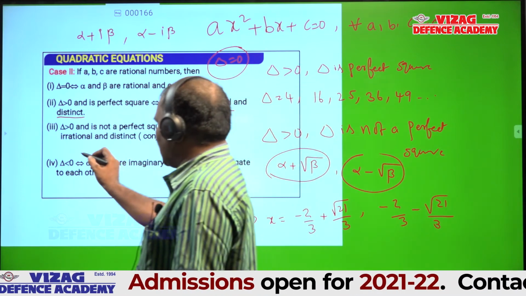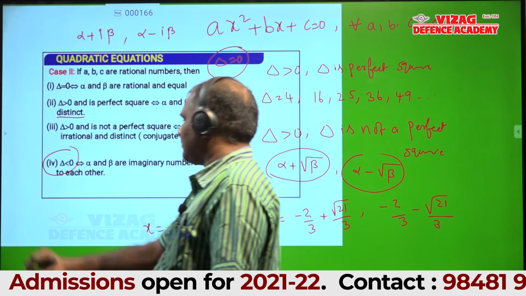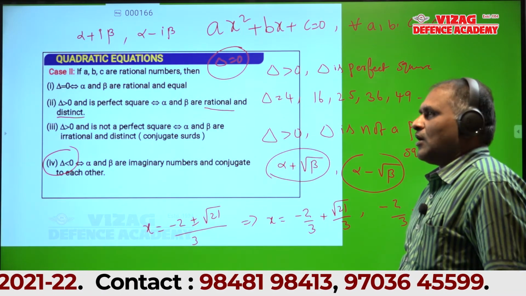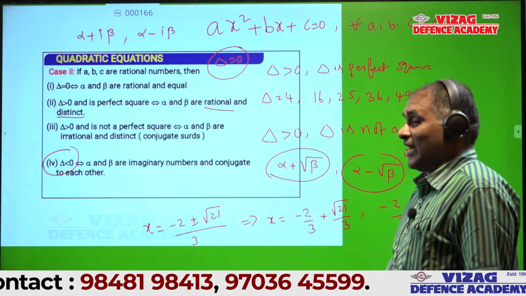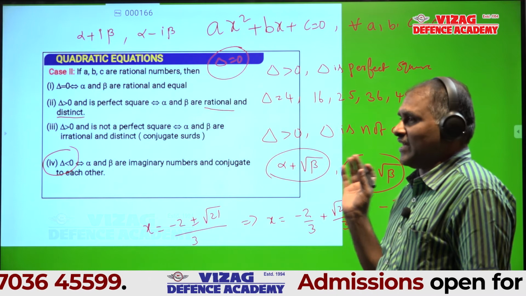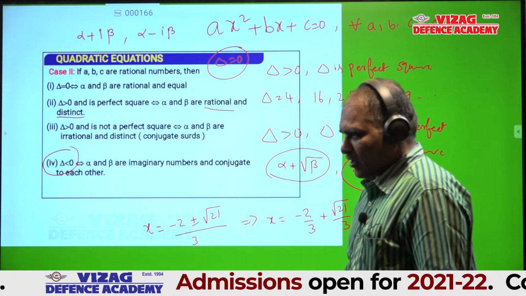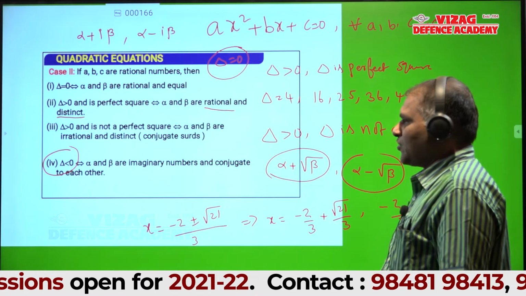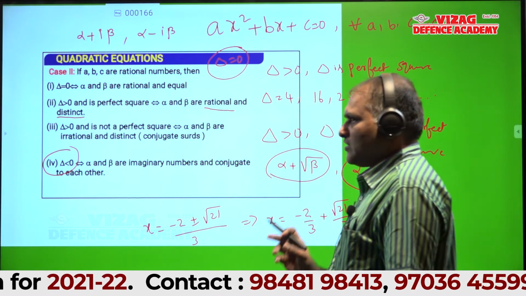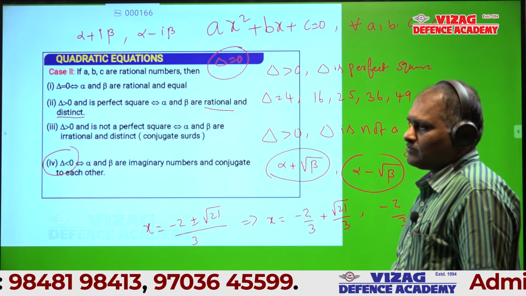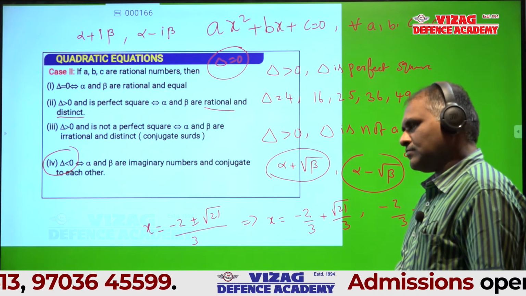When delta is less than 0, the roots are imaginary, not real. I told you that roots are imaginary, in the form alpha plus i beta and alpha minus i beta.